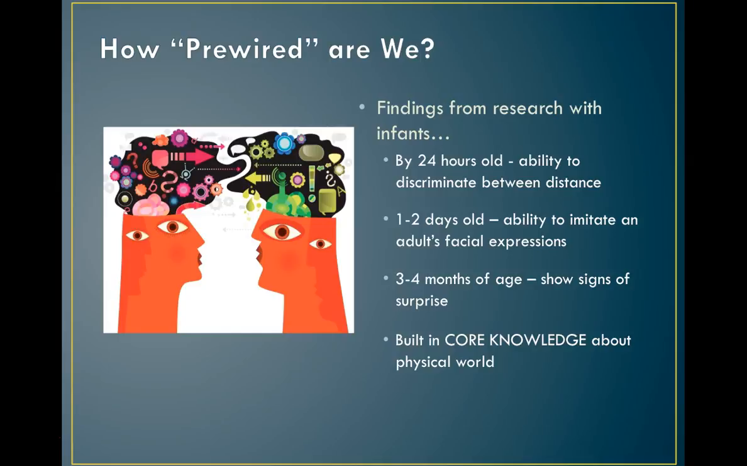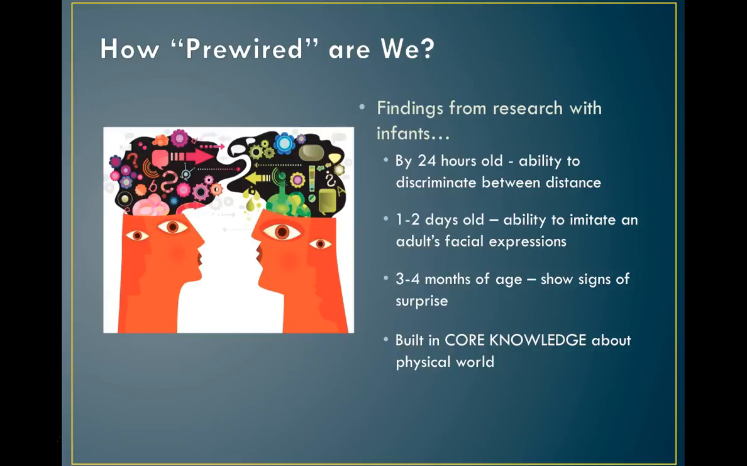Okay, so how pre-wired are we? And essentially what we know from research with infants in particular is that by 24 hours old, little tiny babies are able to discriminate between distance. At 1 to 2 days old, these babies have the ability to imitate an adult's facial expressions. And at 3 to 4 months of age, most babies start to show signs of surprise. So it does seem like there is kind of a built-in core knowledge about the physical world that babies are essentially born with.